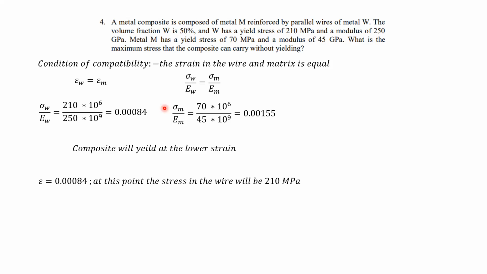Now, knowing that bit of information, when the wire has a strain of 0.0084, the stress in the material will be 210 megapascals. Now we have to find, at this strain, how much stress there will be inside the matrix. So we basically take the strain, multiply it by the Young's modulus, and we get the stress in the matrix.